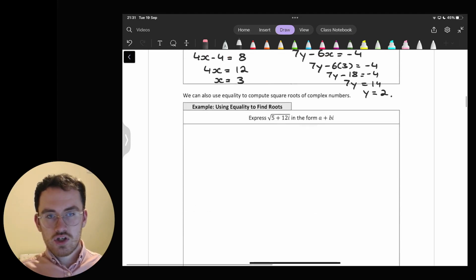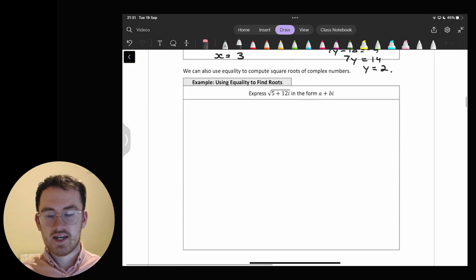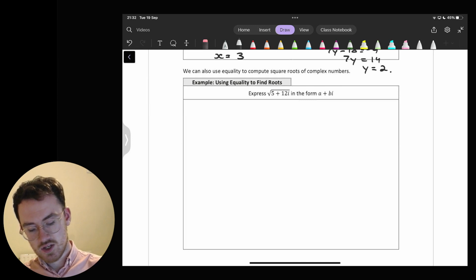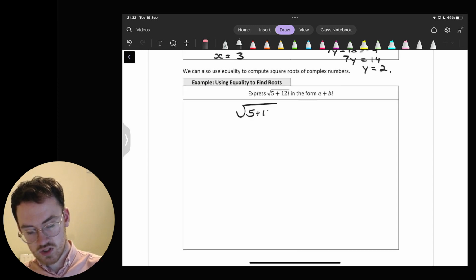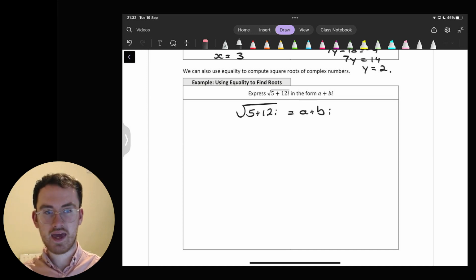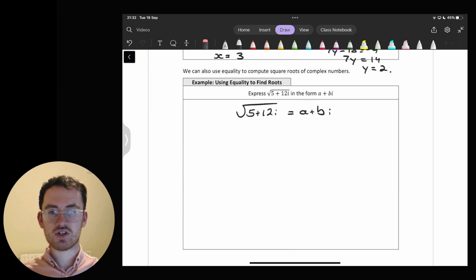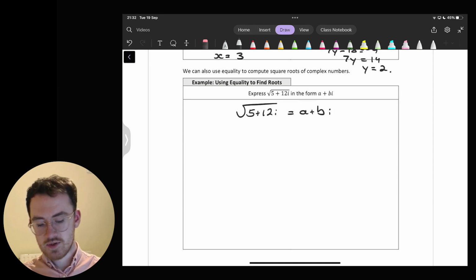There's another use for this equality idea, and it's when we're finding square roots. When we're looking at a question like this, they've said that the square root of 5 plus 12i can be written in the form a plus bi. So if we lay out exactly what they've said, this square root can be written as a plus bi for some a and b. So this is how we're going to start our question. Now we just need to follow through.